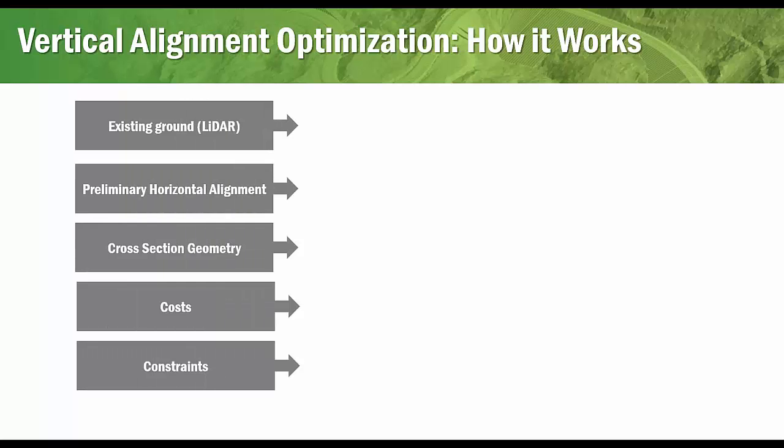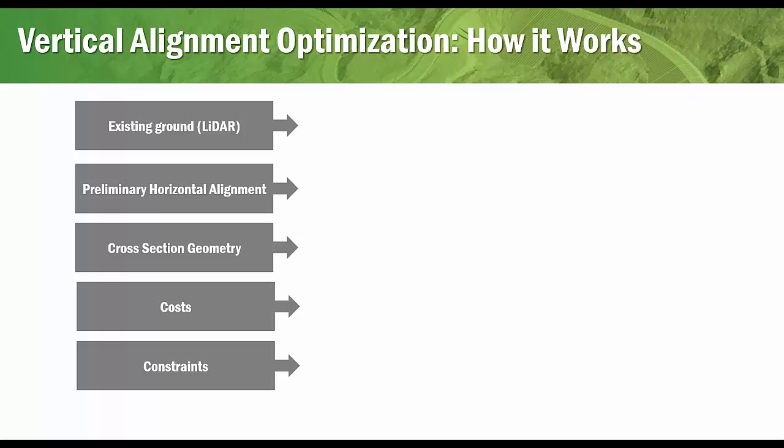So before I pass things on to Craig, I'll talk a little bit about the nuts and bolts of optimization. These are some of the variables that Craig will use to perform the actual optimization. So you have your existing ground, which in this case comes from your LiDAR data, also a preliminary horizontal alignment, which Craig will create, and the cross-sectional geometry defined in RoadEng.